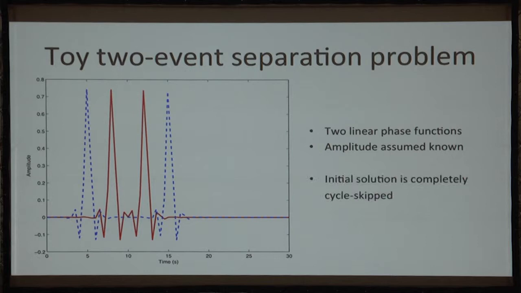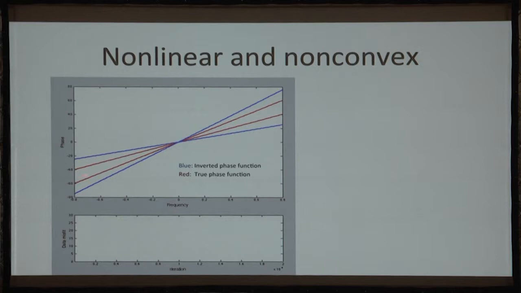So if we take this and plot it in the Fourier domain, in the omega domain, you will see linear phase functions. That's what you are seeing here in red. These are the two true phase functions. And in blue are the initial phase functions. And if we run the inversion objective function that I showed you before, this is what's going to happen. So what you can see is that the data misfit drops very quickly, but it gets stuck very quickly in the local minimum.